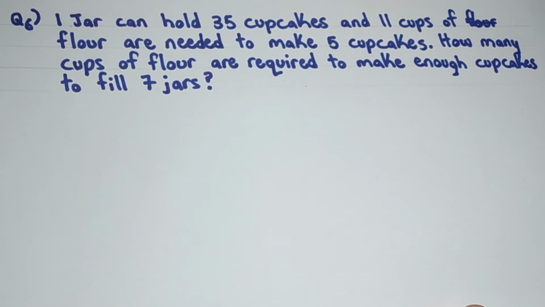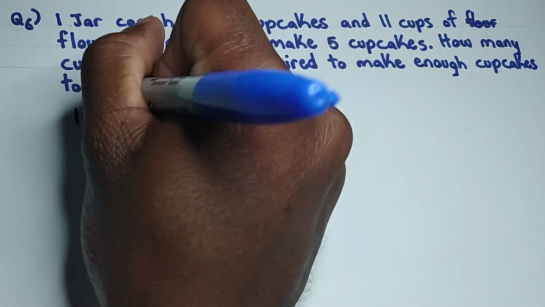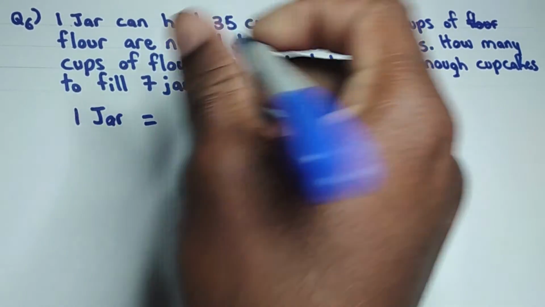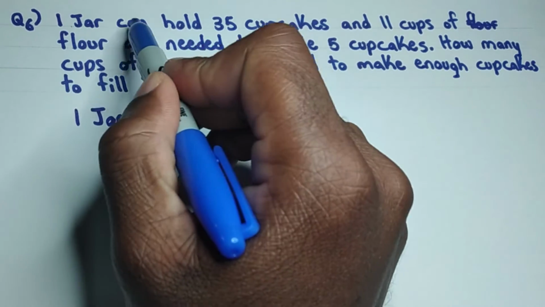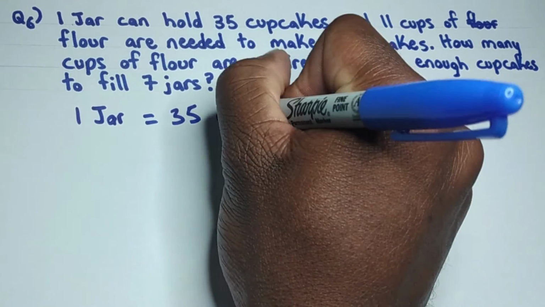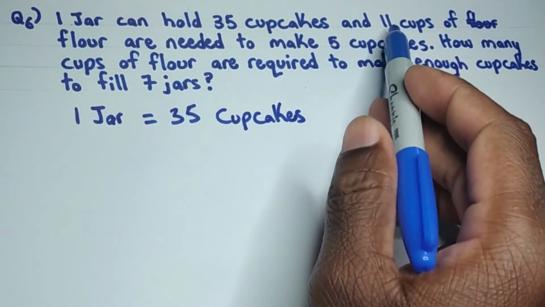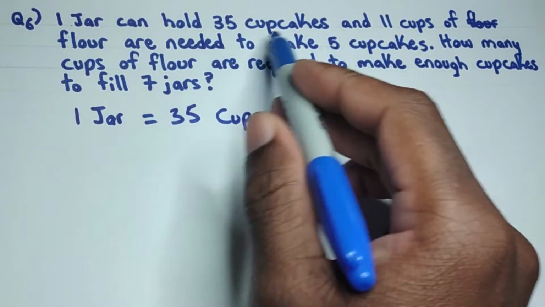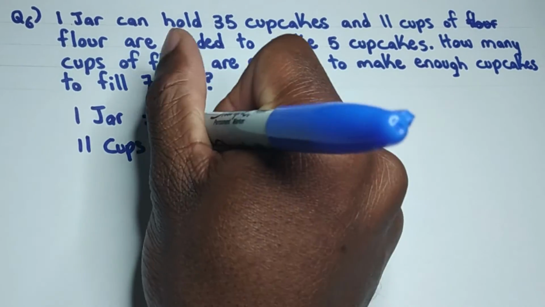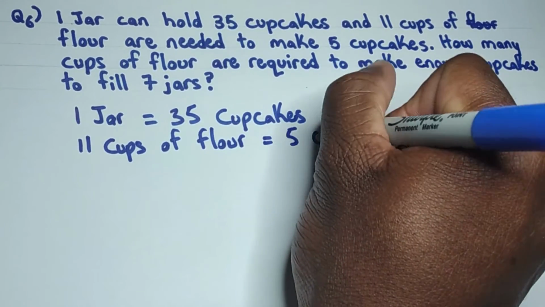So what I'll advise you guys to do is to actually go ahead and write out the information that you would have got. So we know that one jar is equal to 35 cupcakes because they told us that one jar can hold 35 cupcakes. So we can say one jar is equal to 35 cupcakes. What else did they tell us? They tell us that 11 cups of flour is equal to 5 cupcakes. So we know that 11 cups of flour is equal to 5 cupcakes.